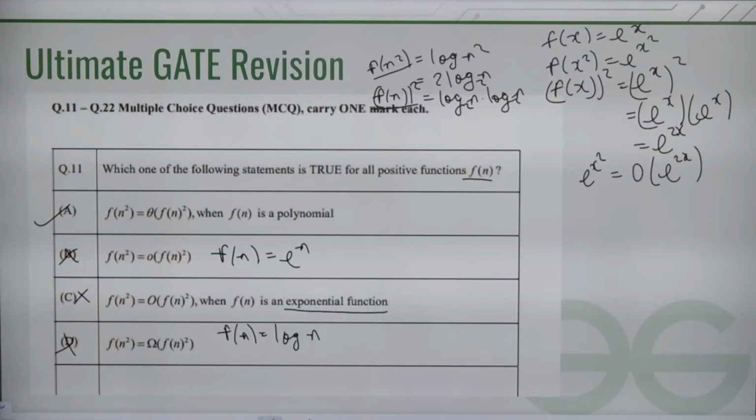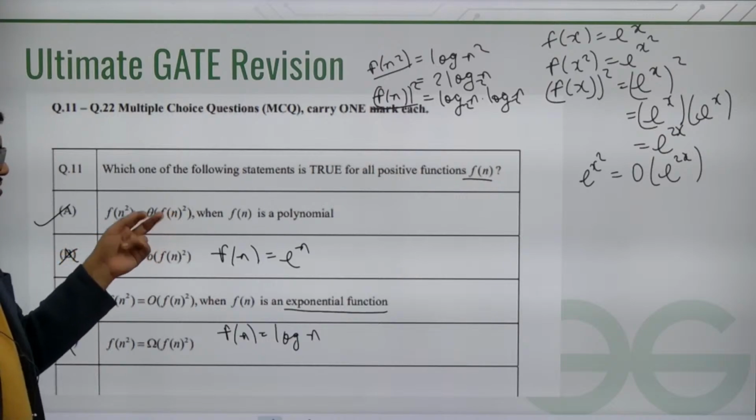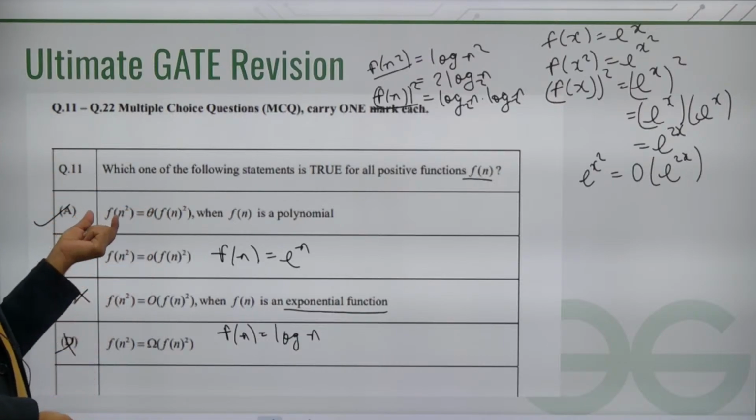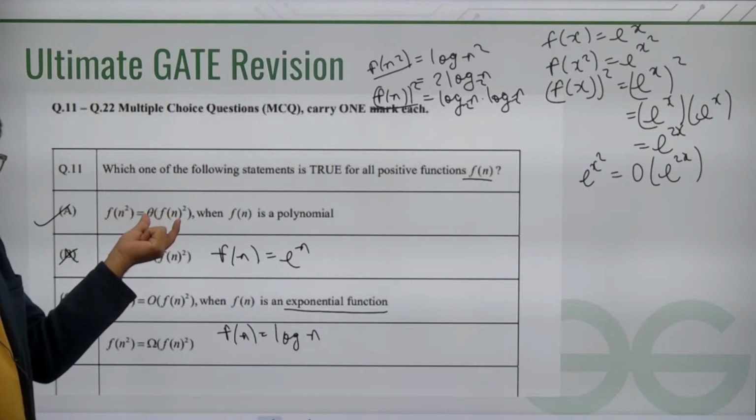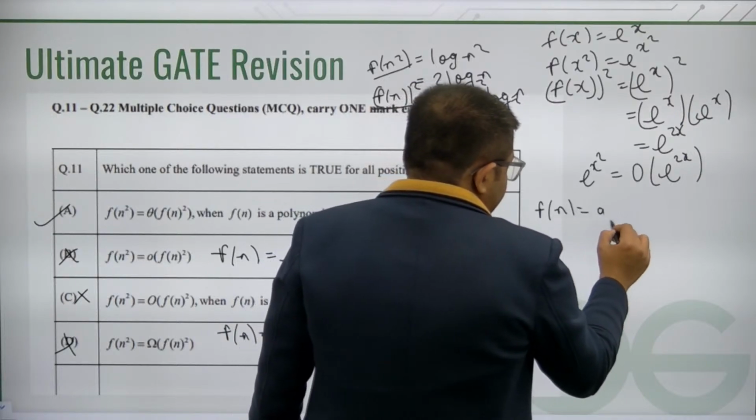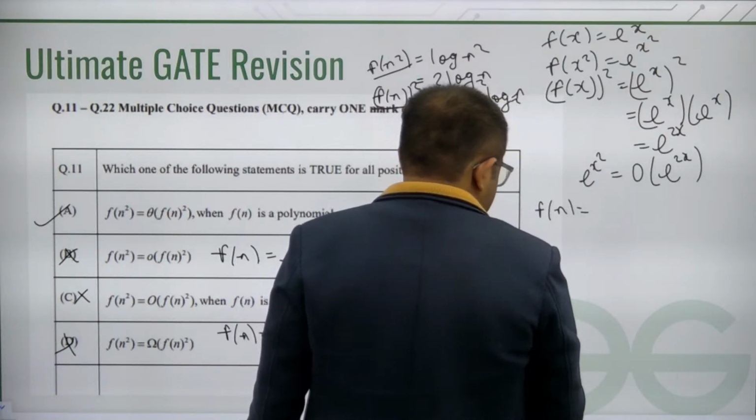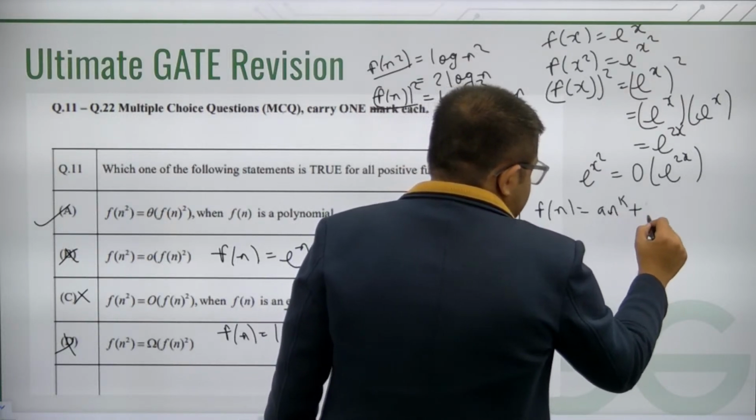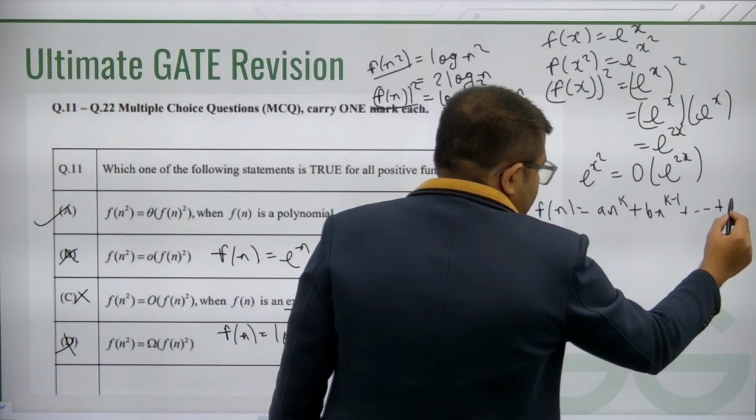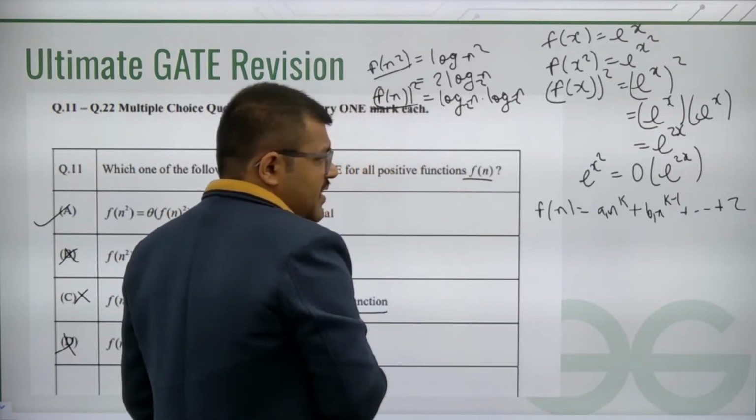You can also check it otherwise. See, f of n square is theta of f of n whole square. What is theta notation? It means lower bound as well as upper bound. Or can I say the highest polynomial term here and here would be the same, right? So take any polynomial function. Let's say f of n is equal to a n to the power k plus b n to the power k minus 1 plus and so on plus z. Okay, this is a1, b1 and so on. There might be many terms.